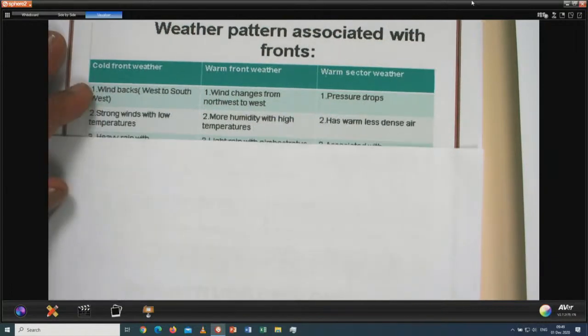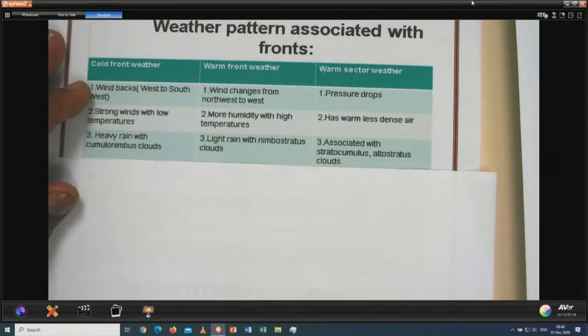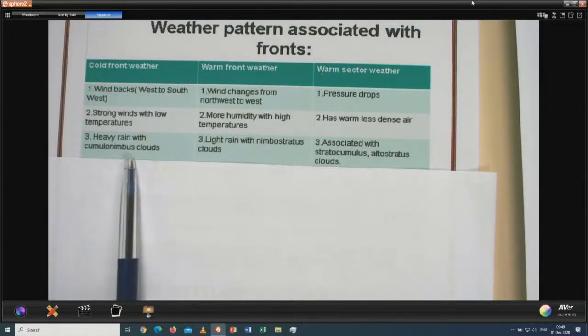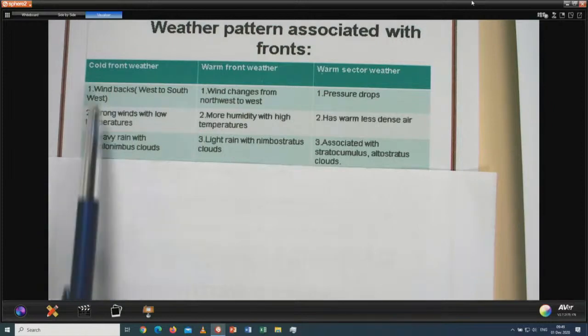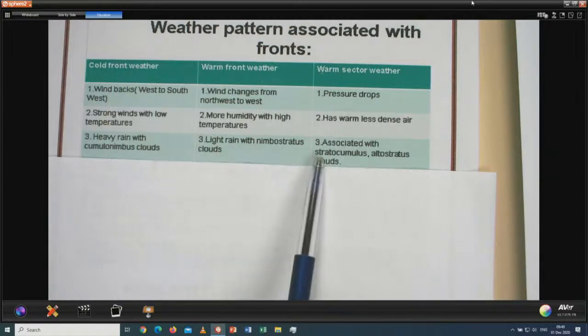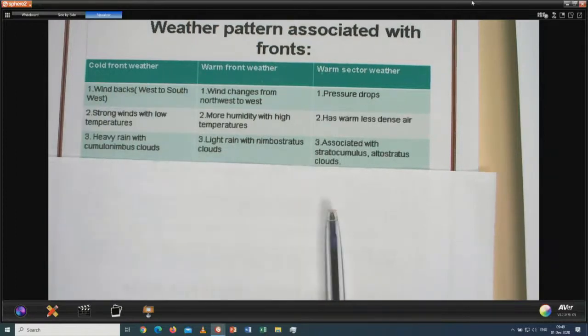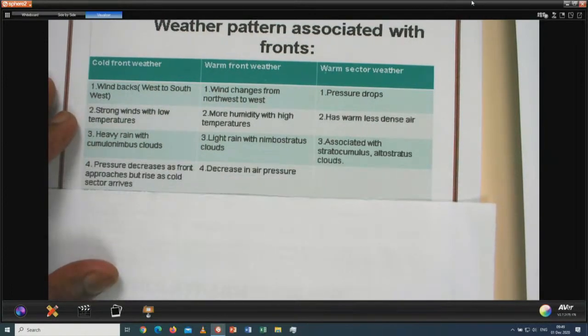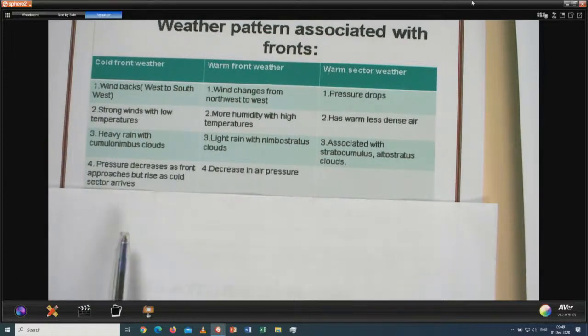Right. We move to precipitation. Heavy rainfall is associated with cumulonimbus cloud. This is ahead of a cold front. But here ahead, like we saw earlier with the diagrams, we are likely to have light rain with nimbostratus clouds. So warm sector conditions are associated with stratocumulus, altostratus, and other clouds. Pressure is the next element that we are going to look at.